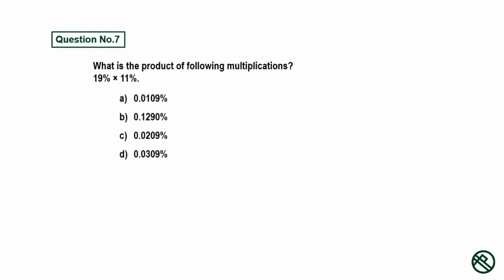Question number 7. What is the product of the following multiplication? 19% times 11%. Option A, 0.0109%. Option B, 0.1290%. Option C, 0.0209%. Option D, 0.0309%. Answer is option C, 0.0209%. Explanation.